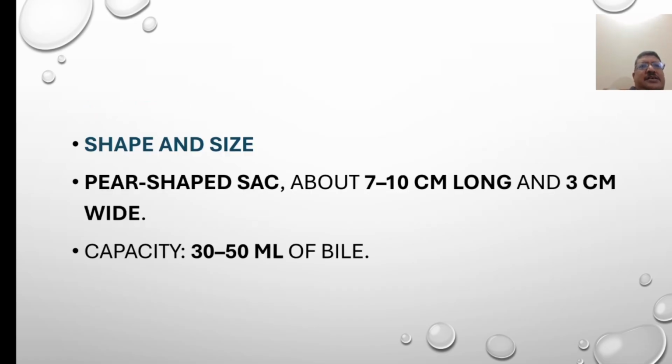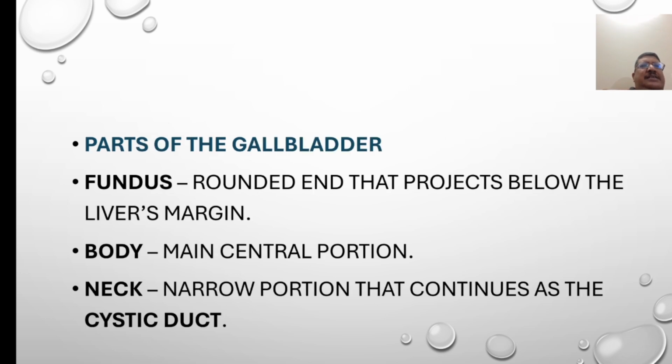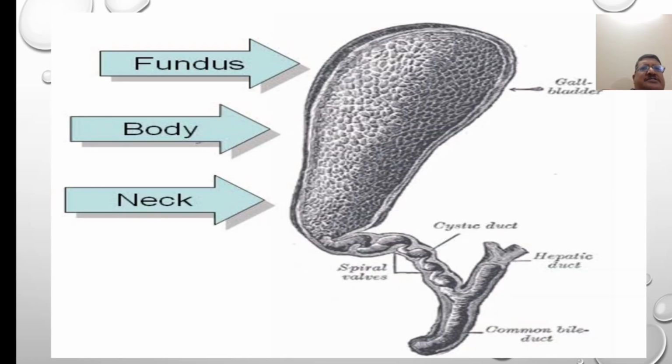Shape and size: pear-shaped sac about 7 to 10 cm long and 3 cm wide. Capacity 30 to 50 ml of bile. Parts of the gallbladder: fundus, rounded and projects below the liver margin. Body, main central portion. Neck, narrow portion that continues as the cystic duct. So this is fundus, body and neck.